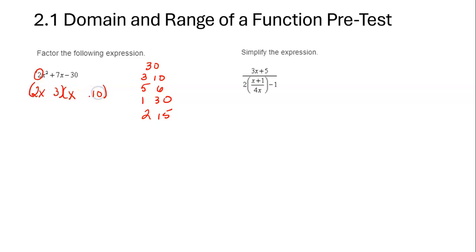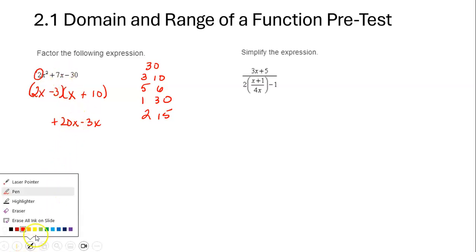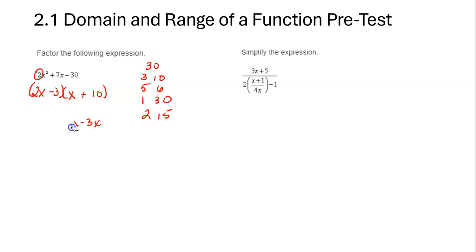So I have 3 and 10. If I make that positive and that negative, then I have plus 20x minus 3x, the outside inside. That does not give me 7. So let's go back. We know it's not going to be that.